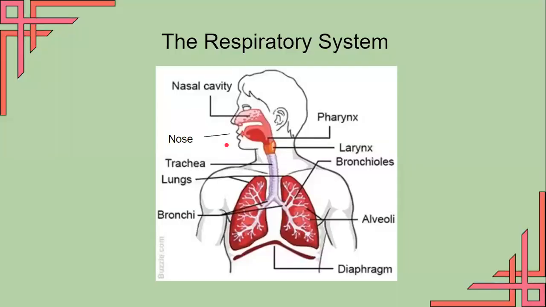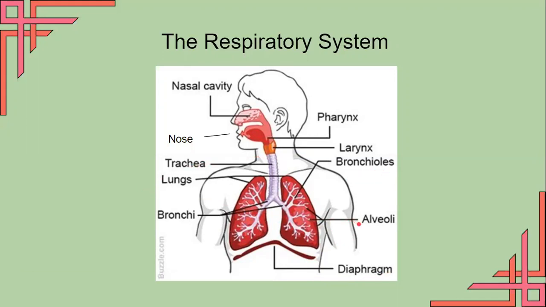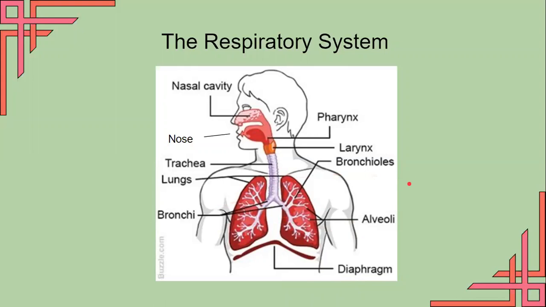Now, let's take a final look at the parts of it. Now, say after me. Nose, nasal cavity, pharynx, larynx, bronchioles, trachea, lungs, bronchi, alveoli, and diaphragm. Remember again, bronchioles and alveoli can be found inside the lungs. How many lungs do we have? Yes, we have two lungs, the left and the right.